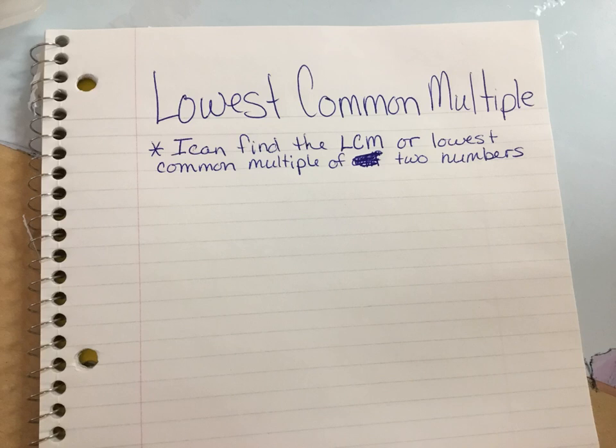Common means something that they share, something that they will have in common, kind of like maybe with your parents you have the same eye color, you have that in common, or maybe with your friends you like the same video game, you have that in common. So we're going to talk about what some numbers might have in common when we multiply them.